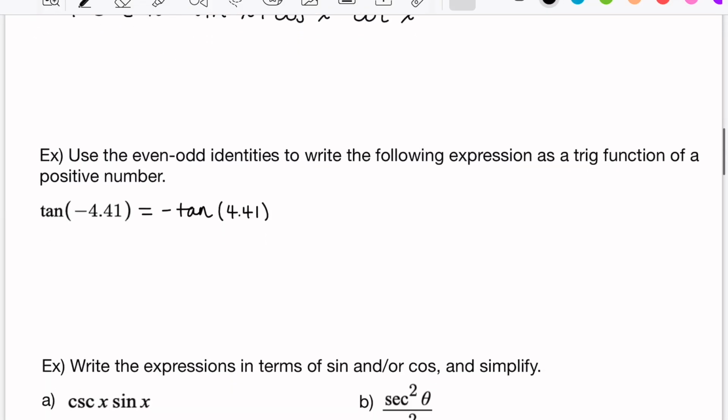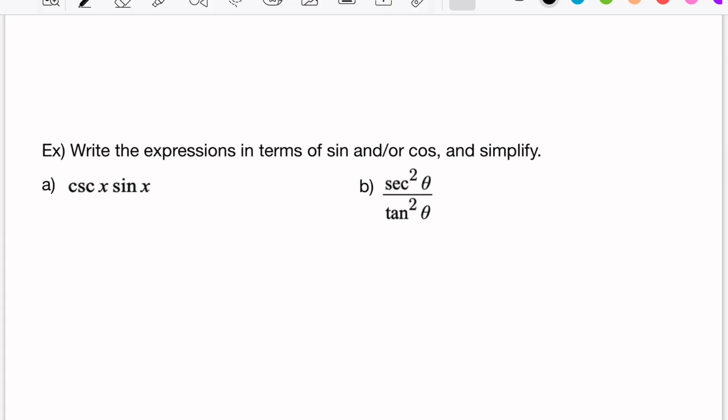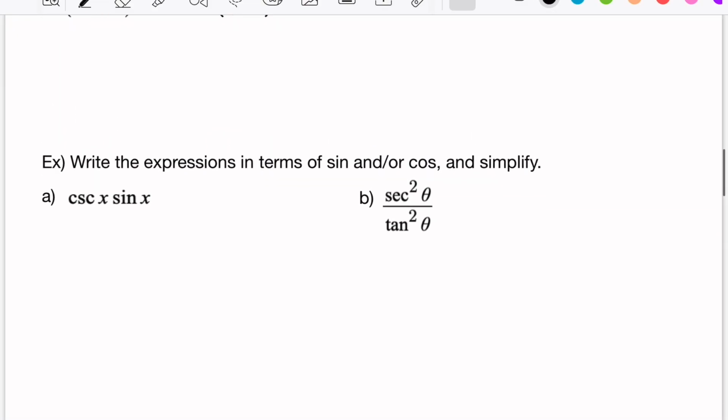Alright, let's do another example. In this case here, we want to write these two expressions in terms of sine and or cosine, and then simplify. So this first one's pretty simple. We have cosecant x times sine x. We want to write this in terms of sine and or cosine. Well, we know that cosecant x is just the reciprocal of sine x, and that is multiplying sine x. So only one step there to write it in terms of sine. This is going to be the same as sine x over sine x, which we know is just going to be equal to 1. So this tells us cosecant x times sine x is just equal to 1.